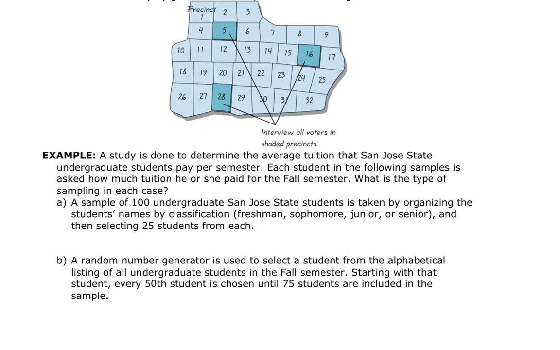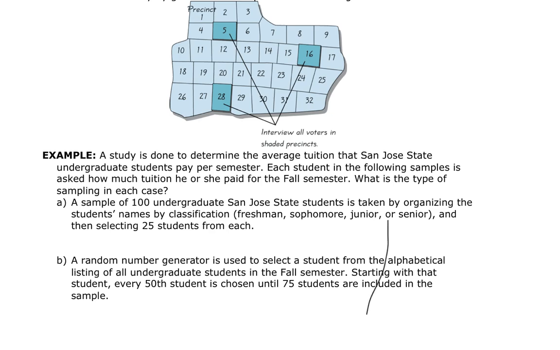The next one is a random number generator is used to select students from an alphabetical list of all undergraduate students in the fall semester, starting with every 50th student we choose until we have got 75. Well, this is systematic. So we randomly decided that we're going to choose every 50th student until we got the bucket that we want. And maybe the 75 is because if you multiply 75 times 50, that's how many students are currently on the undergraduate list at this school.